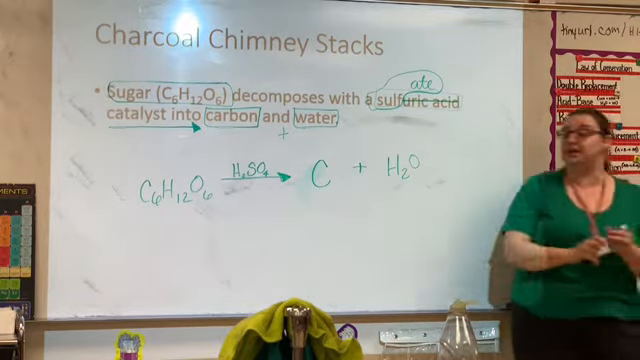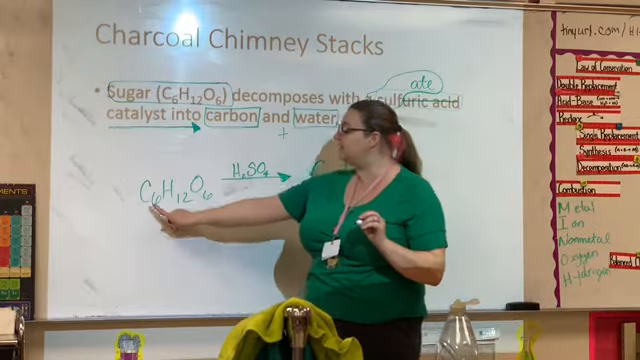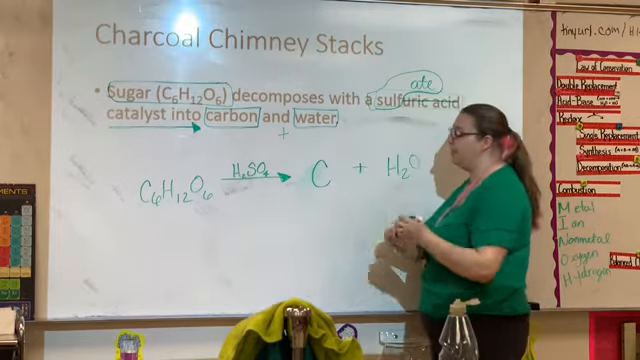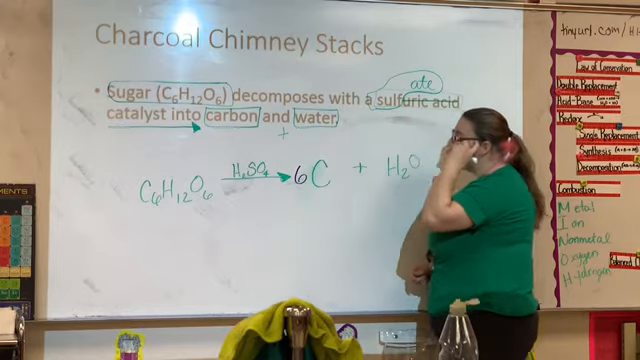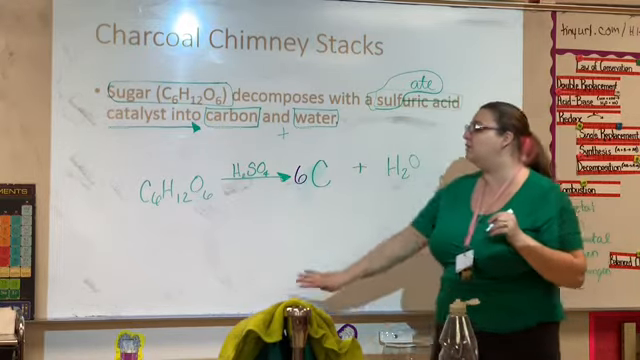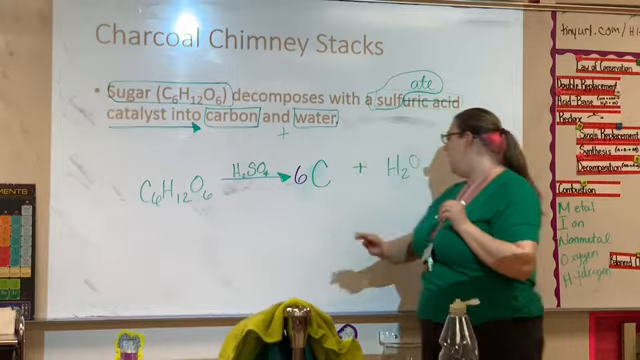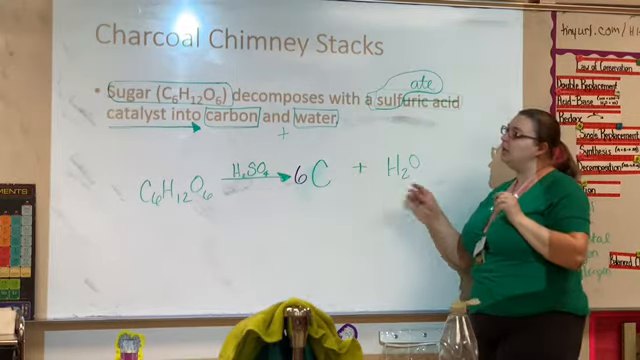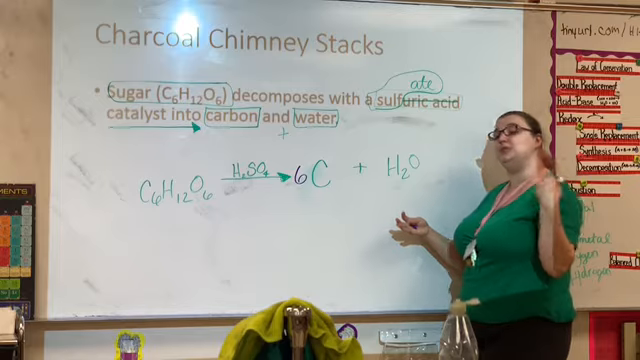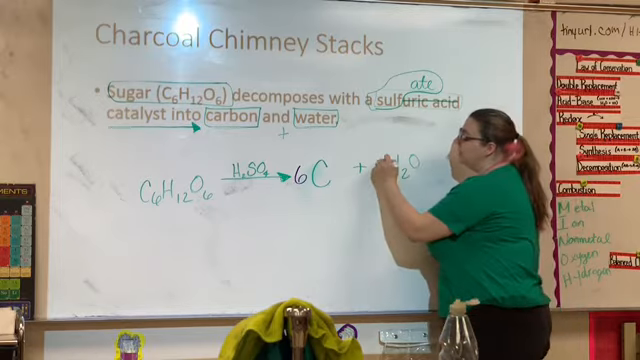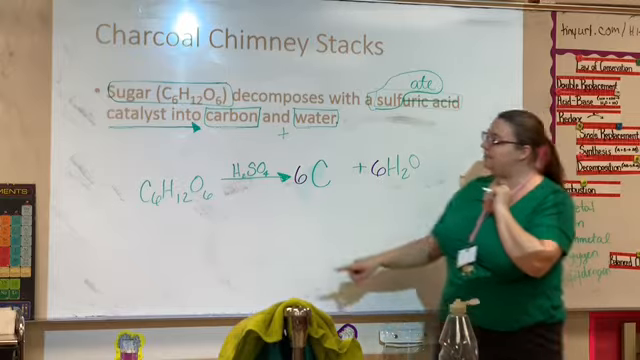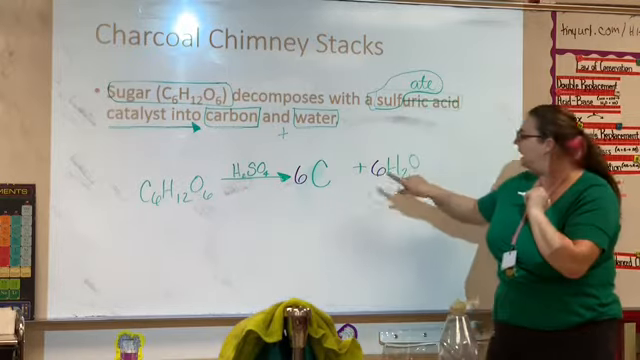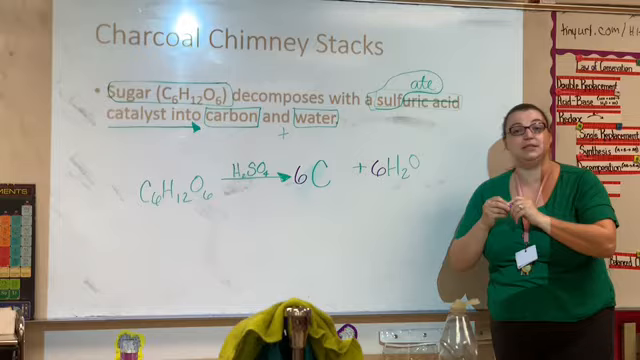Now we need to make sure that it is balanced. I have 6 carbon on the left and only 1 carbon on the right, so I would put a multiplier of 6 in front of the carbon. I have 12 hydrogen on the left and only 2 on the right. So how do I make a 2 a 12? I would use a multiplier of 6, so I'm going to put a coefficient of 6 in front of the H2O. I have 6 oxygen on the left and 6 oxygen on the right, so this is balanced.